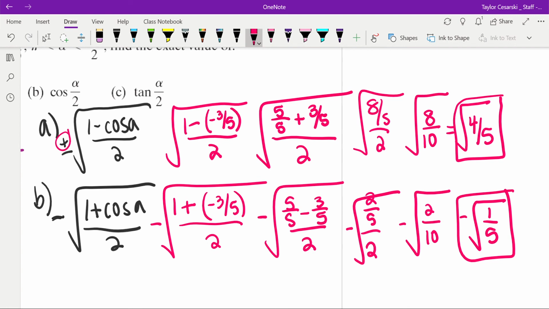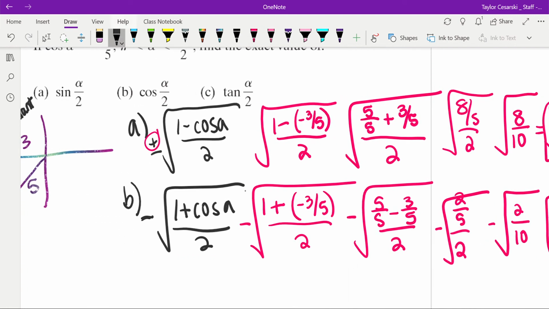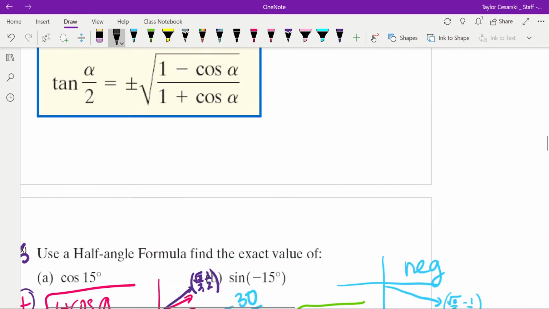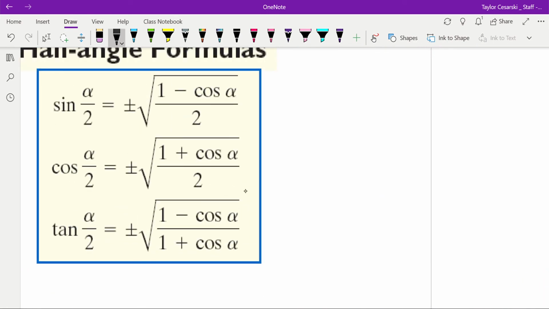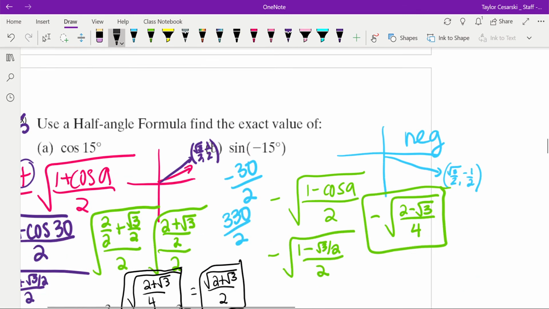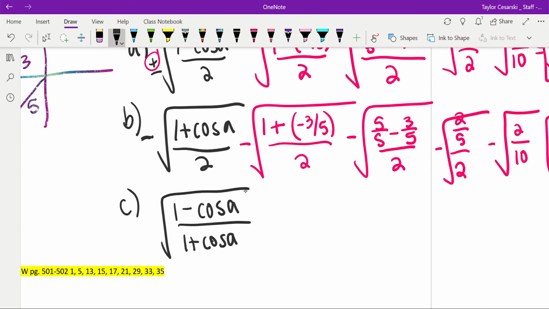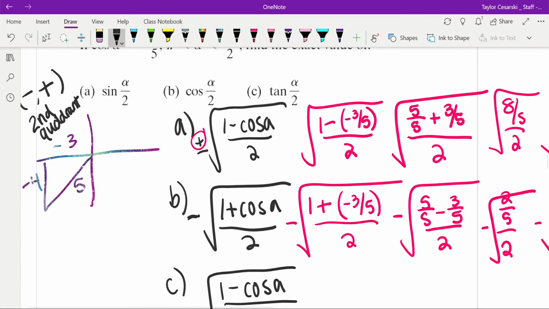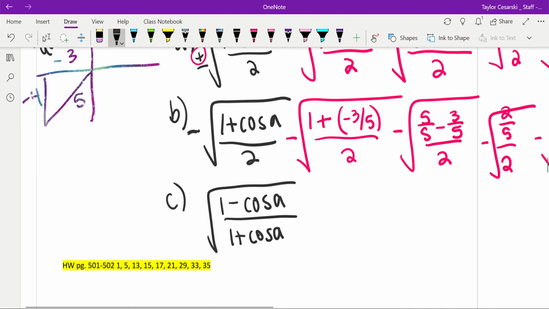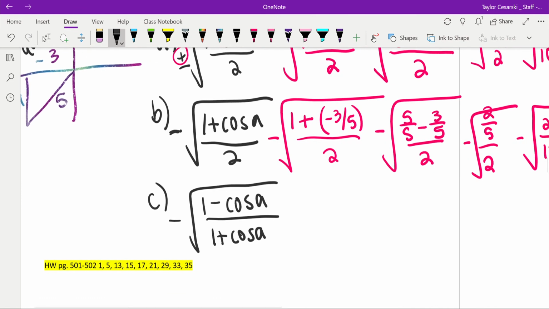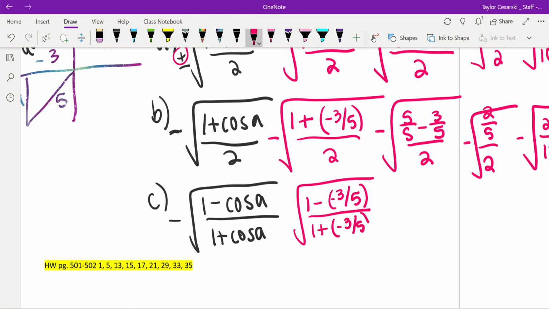All right, last one is tangent. Tangent is the one that's a little bit different, a little bit more intense. So (1 minus cosine of A) over (1 plus cosine of A). Now tangent, when I'm in my second quadrant, if I have sine divided by cosine, that's going to be negative, a positive divided by a negative. Okay, so I have 1 minus negative 3/5 over 1 plus negative 3/5.